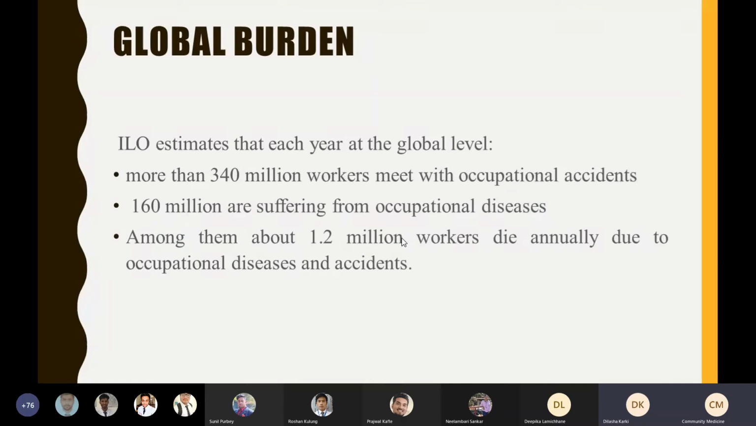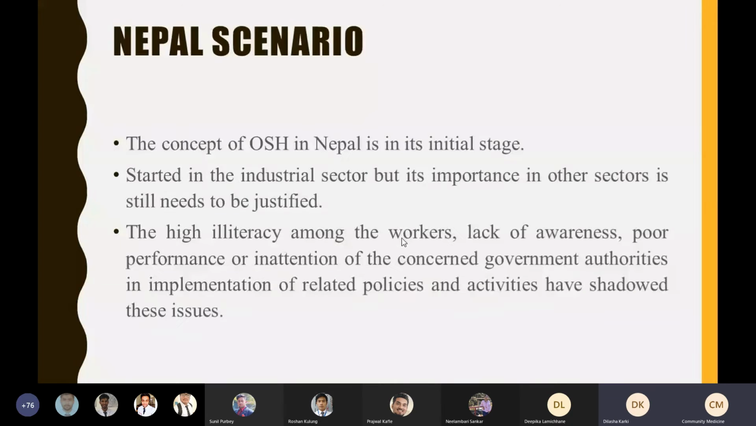Yes. So the main thing is the working environment. You know? So there should be a proper working environment. Now talking about the Nepal scenario, the concept of occupational safety and health in Nepal is in its initial stage. As we told, there is a separate ministry related with all these industries and workers, known as the Shram Mantralaya.